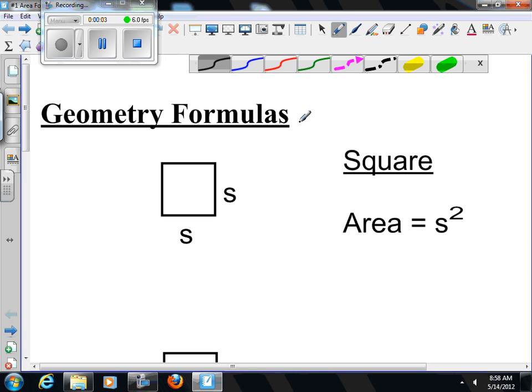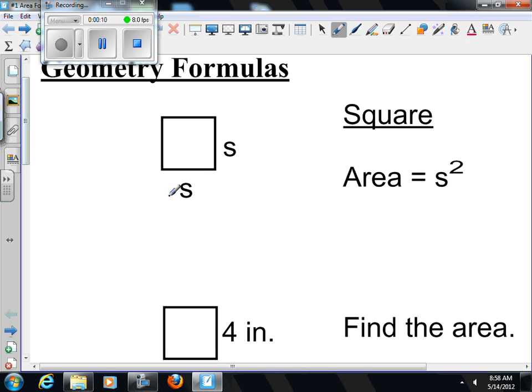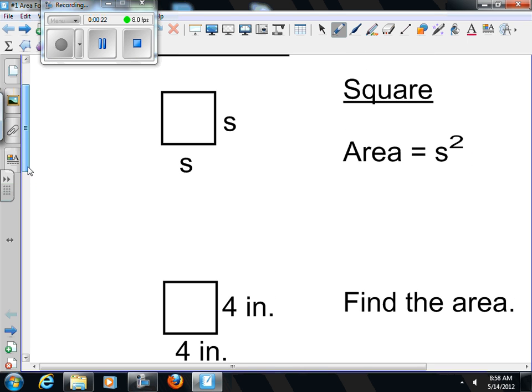Today's video is about geometry formulas, and we're going to start with the area of a square. If you have a square, of course, every side is the same length. We're going to call that side length S. And to find the area, we just take that side length and square it. So S squared would be the area. And by the way, all areas are measured in square units.